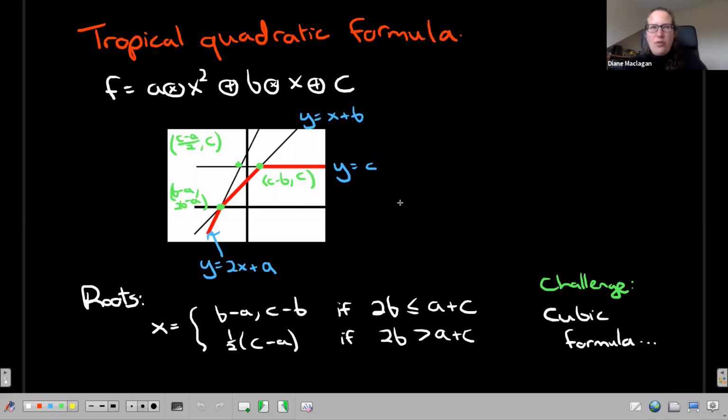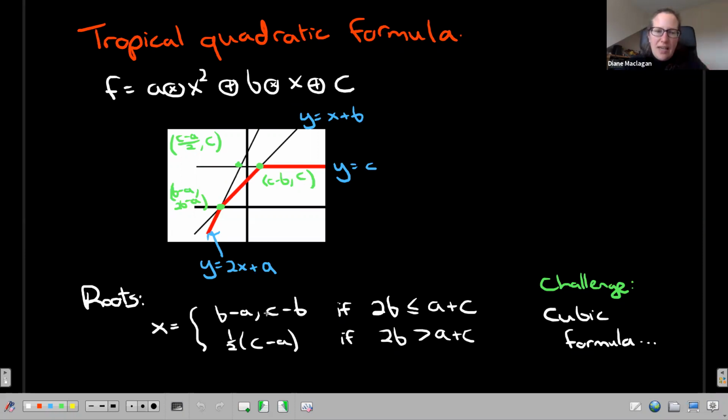But let's think about the tropical quadratic formula here. In usual arithmetic, this is 2x plus a, x plus b, and c. So I've drawn the graph here. You can see that in the way I've drawn the graph, we have 2 roots at b minus a and c minus b. You can also see, though, that this was an artifact of a choice I made about the relative size of b and the other coefficients, right? If b were large, this line would intersect somewhere up here, and then we would only have this one root, which would be c minus a over 2.